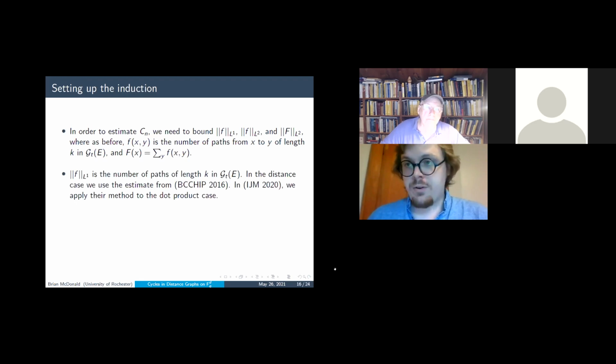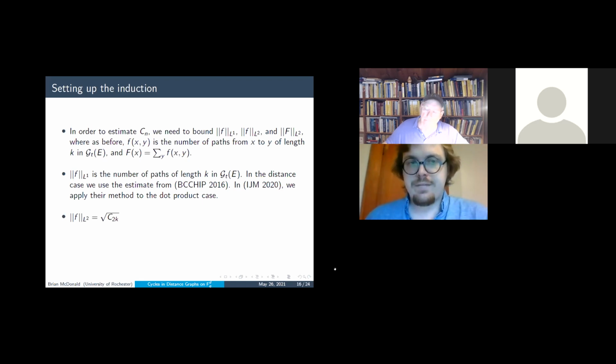And so the L1 norm of that, because f of x, y is the number of paths of length k with fixed endpoints. So when we sum over all possible pairs of endpoints, we're getting all possible paths of length k. But this is already known. This was one of the results I mentioned in the beginning. So in the distance case, this was already known by Bennett, Chapman, Covert, Hart, Iosevich, and Pakianathan. And then for the dot product version, we use the same method as in their paper to get the result, so that in both cases we can apply it here.